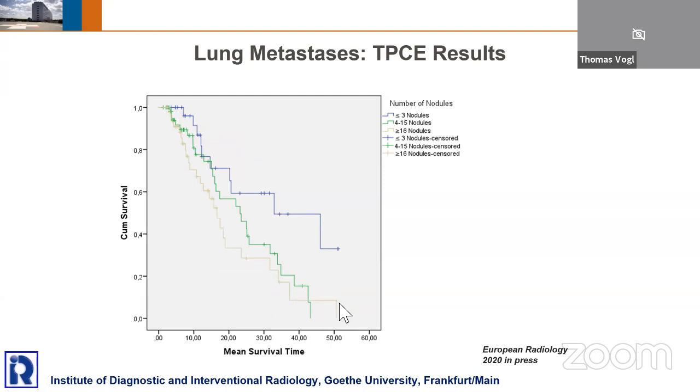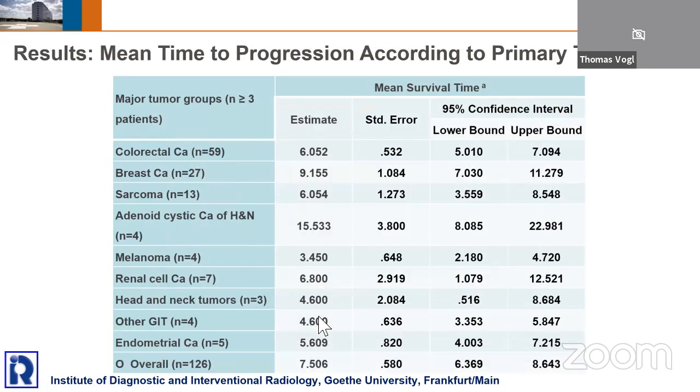Here it's again for the number of nodules. Always a question: does it make sense to treat patients with 3 or 5 nodules or even more nodules? And you see that those patients who had less than 3 nodules per lung showed the best survival rate, while those patients with more than 15 or 16 lung nodules were very low in survival. This is expected, but these graphs prove the theory I mentioned here.